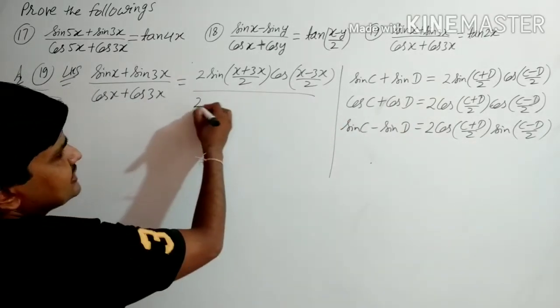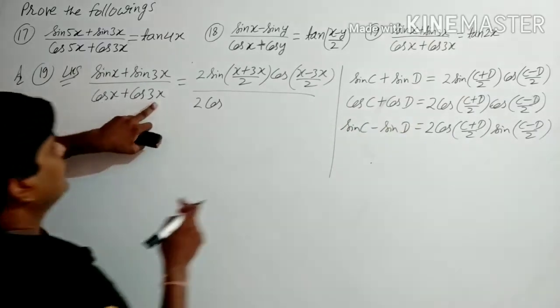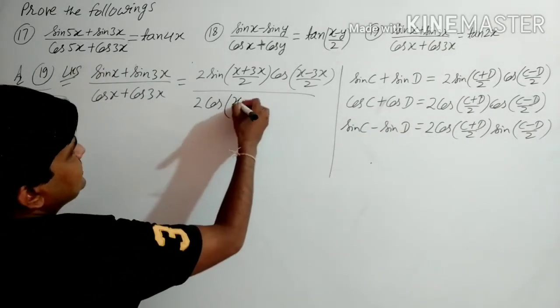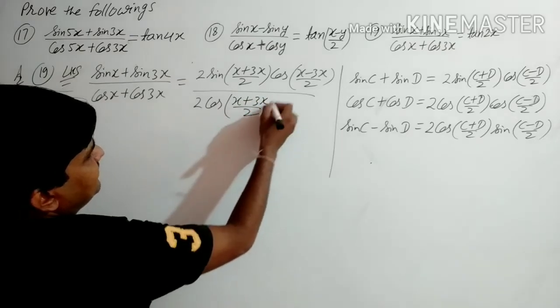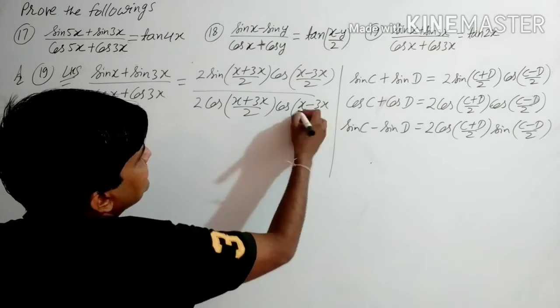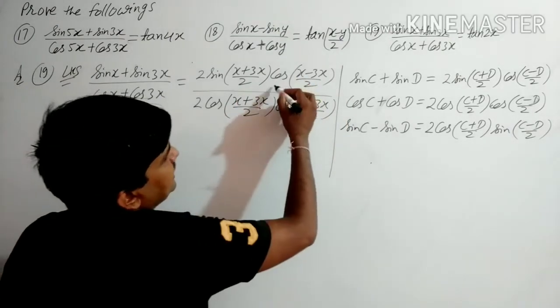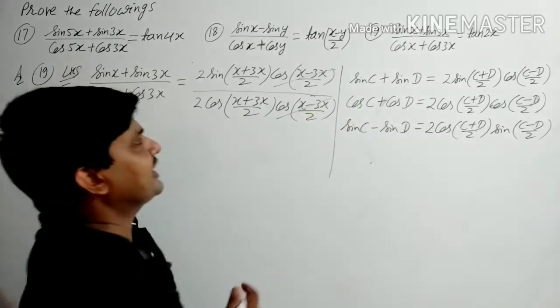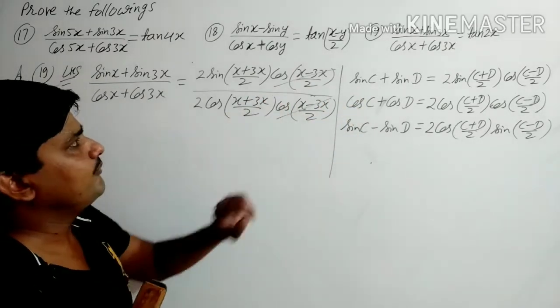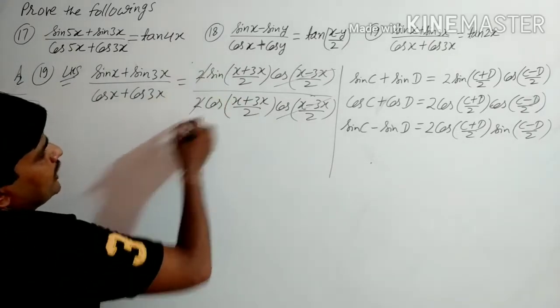So it can be written as 2 cos, where c is equal to x and d is equal to 3x. So cos((x+3x)/2) and cos((x-3x)/2). These terms are multiplied. The cos((x-3x)/2) term cancels out because it is the same in numerator and denominator, and the 2s cancel out.